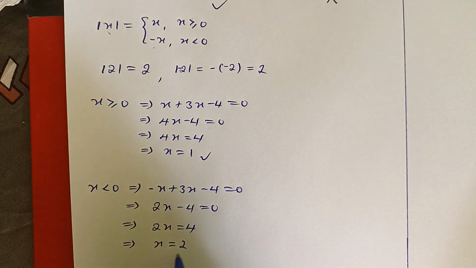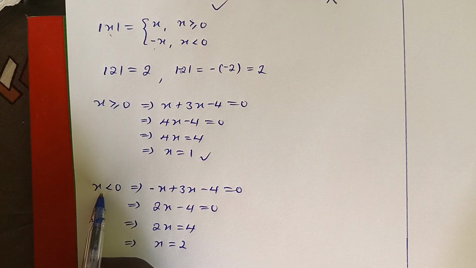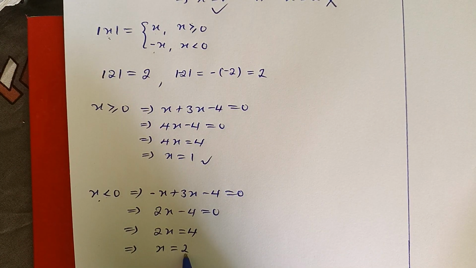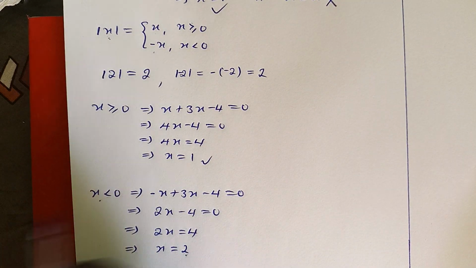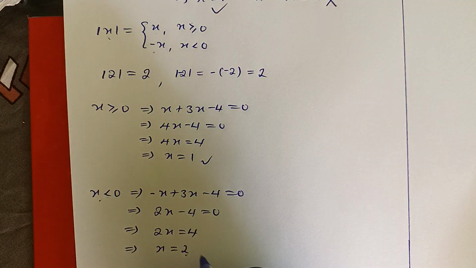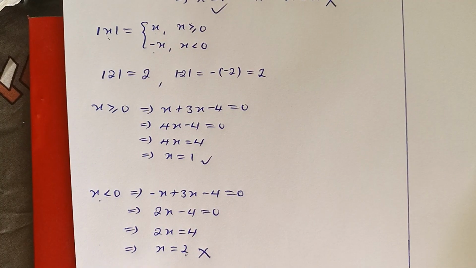Now, is 2 less than 0? No, 2 is not a negative number. When a number is less than 0, it means the number is negative, and we can see clearly that 2 is a positive number. 2 is not less than 0, so 2 is not in this range. So we do not validate this as a solution.